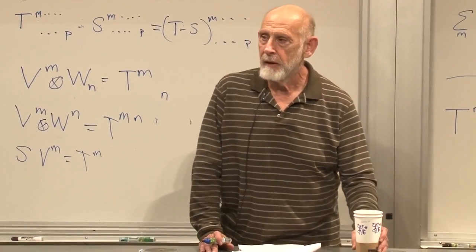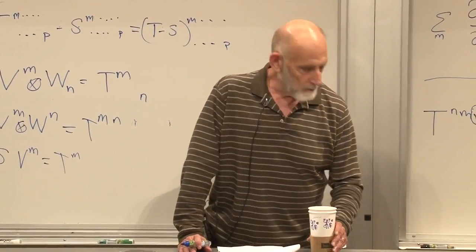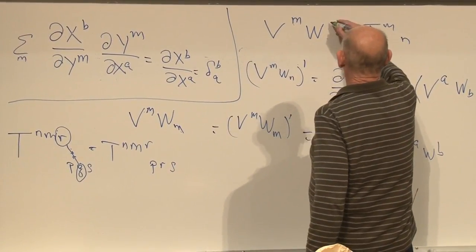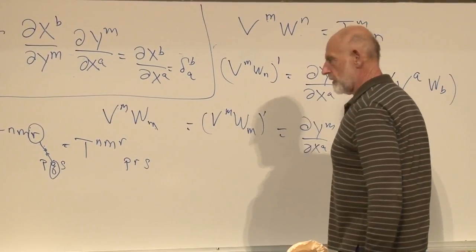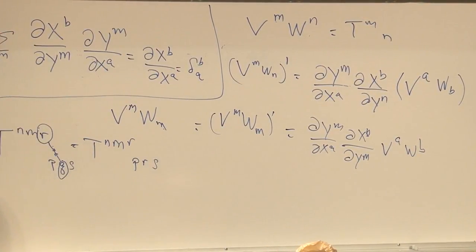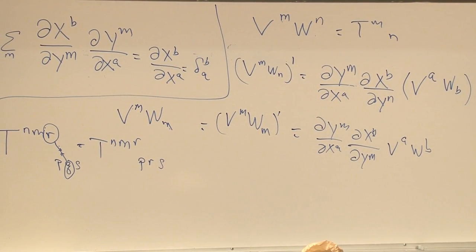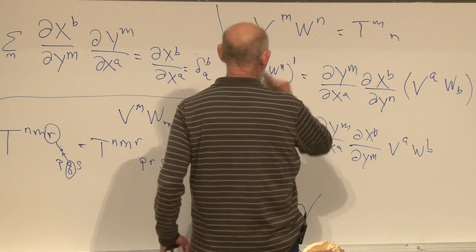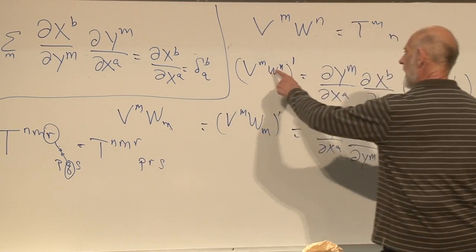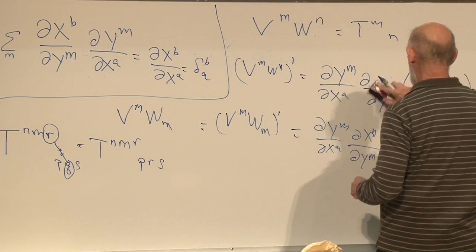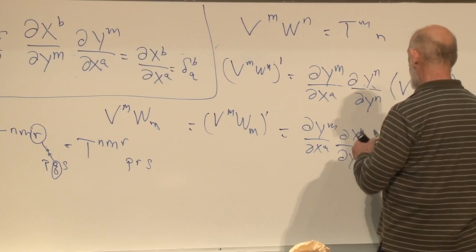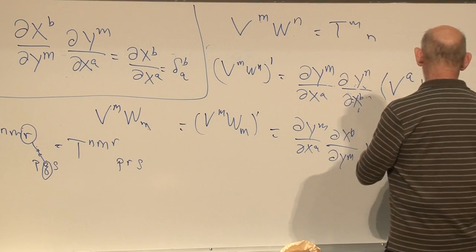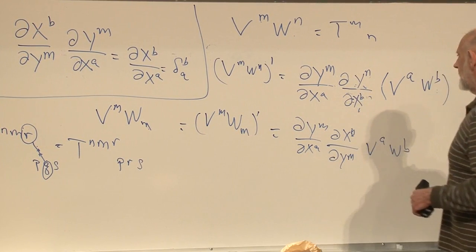Why does it have to be an upper and lower? Why can't it both be upper and both lower? Okay, what you would find, good. So let's do that. Let's start with this expression over here. Now, these both have upper indices. So this has to be dy by dx, and then we would have, all right, do you recognize that?